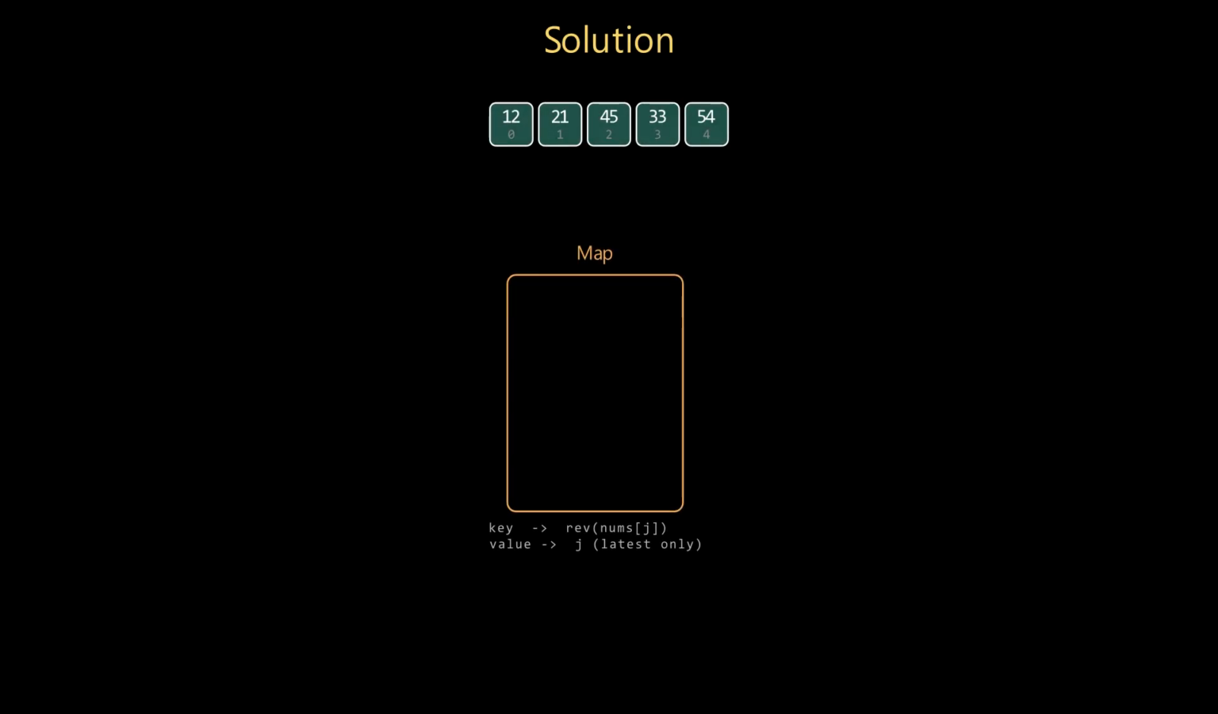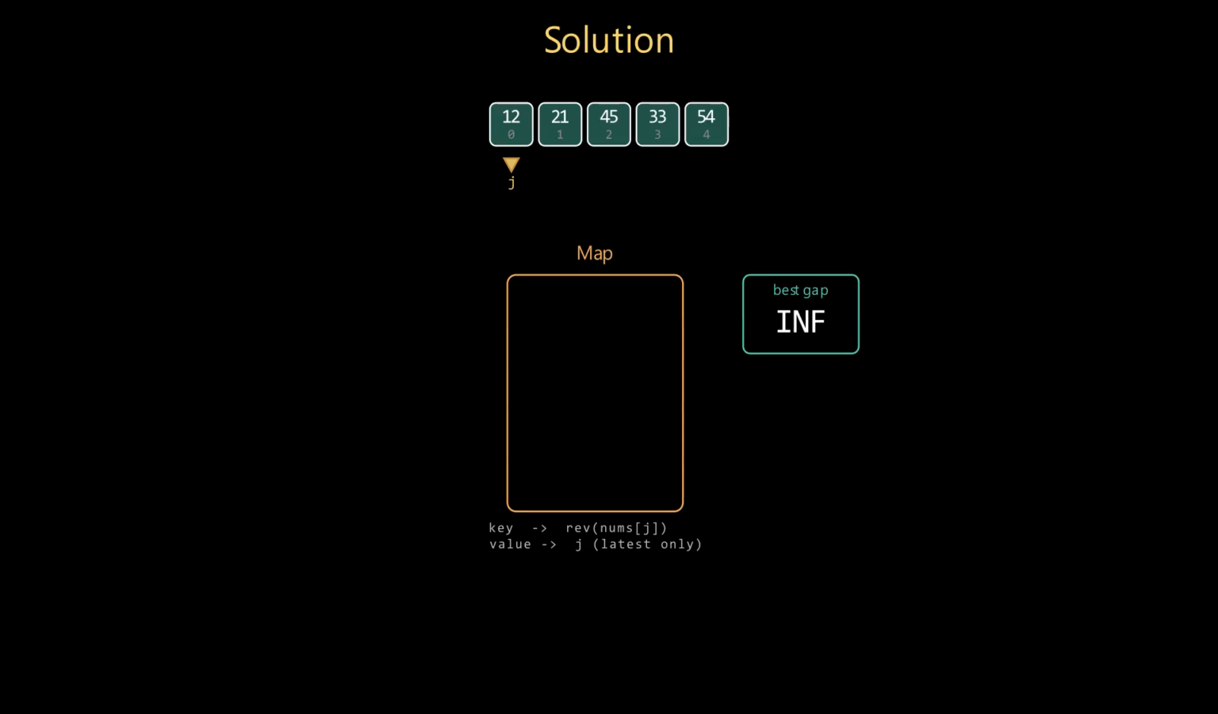We solve it with one left-to-right scan. The map stores the reverse of nums[j] as the key and j as the value, but we only keep the latest index for each key. Before writing a new entry, look up nums[j]. If that key exists, the stored index is the closest valid left partner, so relax the running minimum with j minus that index. The best gap starts at infinity.